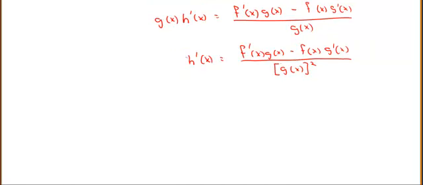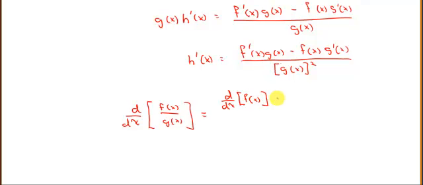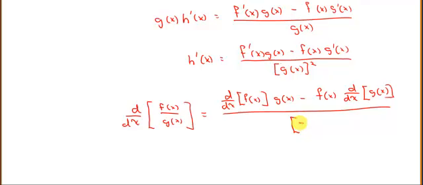So remember, h of x was f of x over g of x, so this leads us to the derivative with respect to x of f of x over g of x is the derivative of f with respect to x times g of x, the derivative of the first times the second, minus the first, f of x, times the derivative of the second, derivative of g of x, all divided by g of x squared.